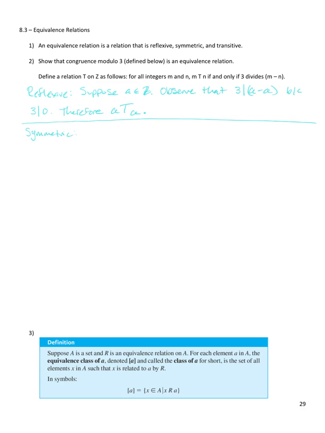Okay, symmetric. Okay, so now I want to show, to be symmetric, I would need that if a is related to b, then b is also related to a. So let's pick two random a and b. A and b are elements of the integers. If a is related to b, that means 3 divides a minus b. Thus, a minus b is a multiple of 3.